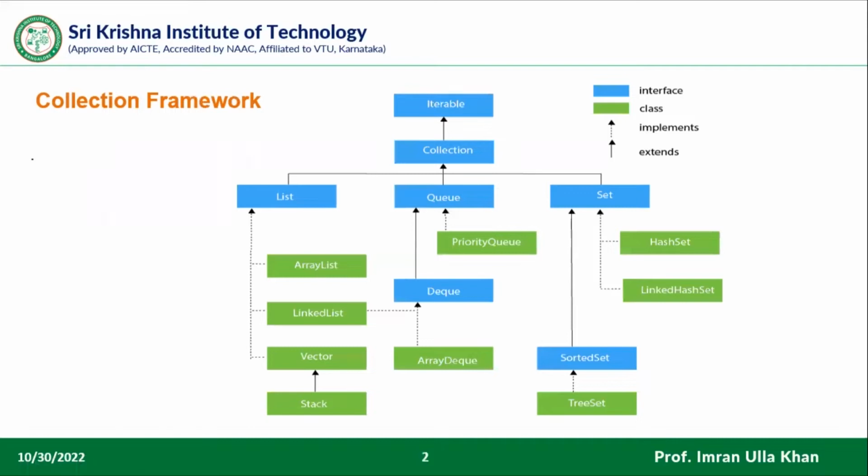So here is the complete structure of the collection framework. These are the three different collections: list, queue, and set. Under these, we have many classes and interfaces. We have classes called ArrayList, LinkedList, Vector, and Stack, which come under the List interface. In the Queue interface, we have PriorityQueue, ArrayDeque, and others. And in the Set, we have HashSet, LinkedHashSet, SortedSet, and TreeSet. So this is the complete structure of the collection framework.